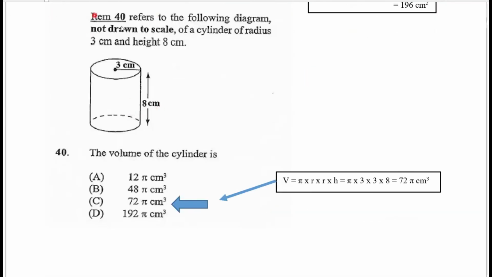40. Item 40 refers to the following diagram, not drawn to scale, of a cylinder of radius 3 cm. You can see it, 3 cm. Height is 8 cm. Volume of the cylinder is what? And they have the answers in terms of pi. So volume of a cylinder is pi by radius squared by height. So it's pi by 3 squared by a height of 8. 3 3s are 9, 9 8s are 72. So that'll be 72 pi cm cubed. C, right?